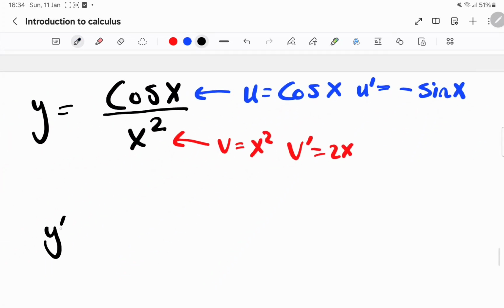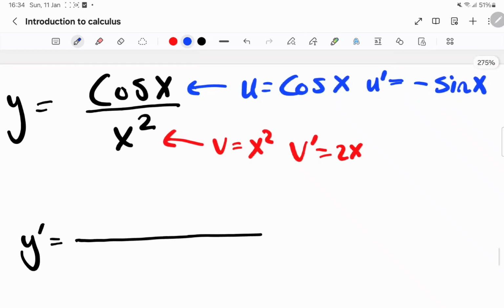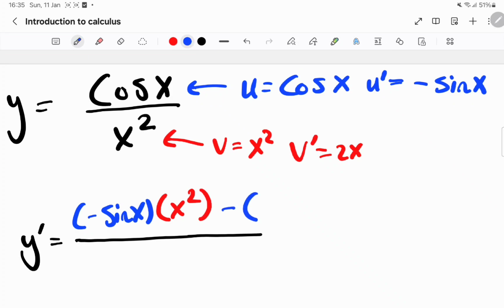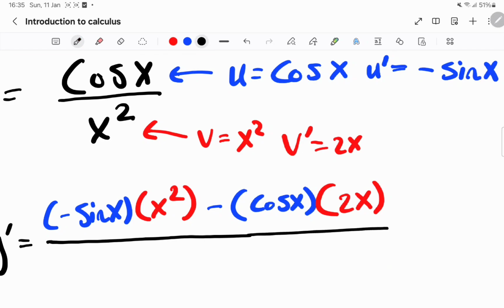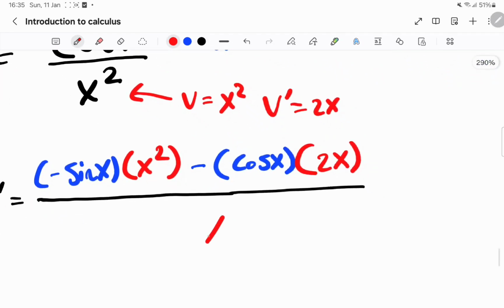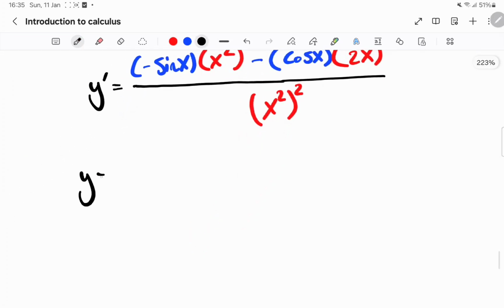Now, y prime is equal to, long line, just in case, negative sine x multiplied by x squared, minus, I guess the line wasn't long enough, cosine x times 2x, over x squared squared. And as usual, simplify.